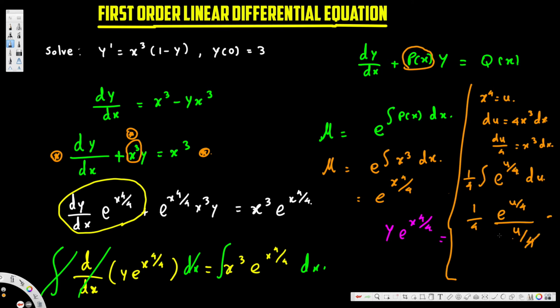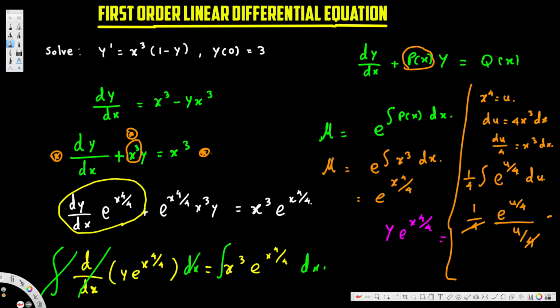Here u is equal to x power 4, so we will have e power x power 4 divided by 4. Something wrong here. Let me see. 4x cube dx. x cube dx is du by 4.